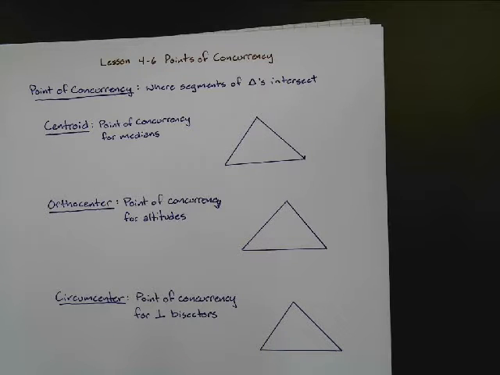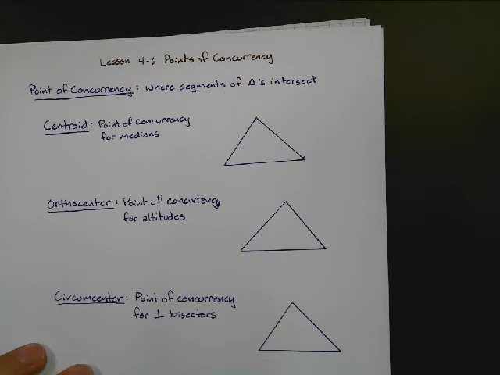We got lesson 4.6. This is the last of the Unit 4 lessons, and we're going to do points of concurrency. Now, some of these we've already touched on, but we're going to cover it because we've got some more that we haven't done yet. So we've already done the centroid, and that's the point of concurrency for the medians.